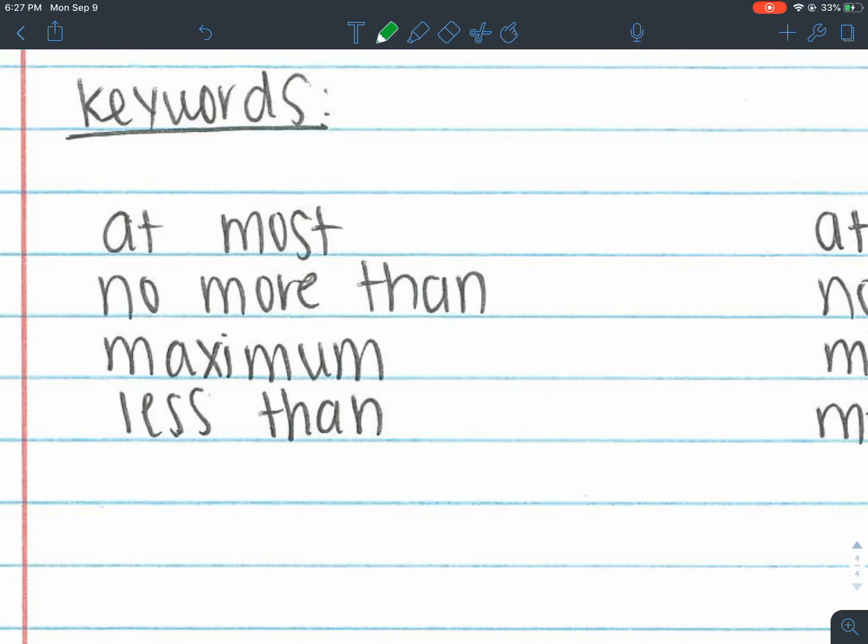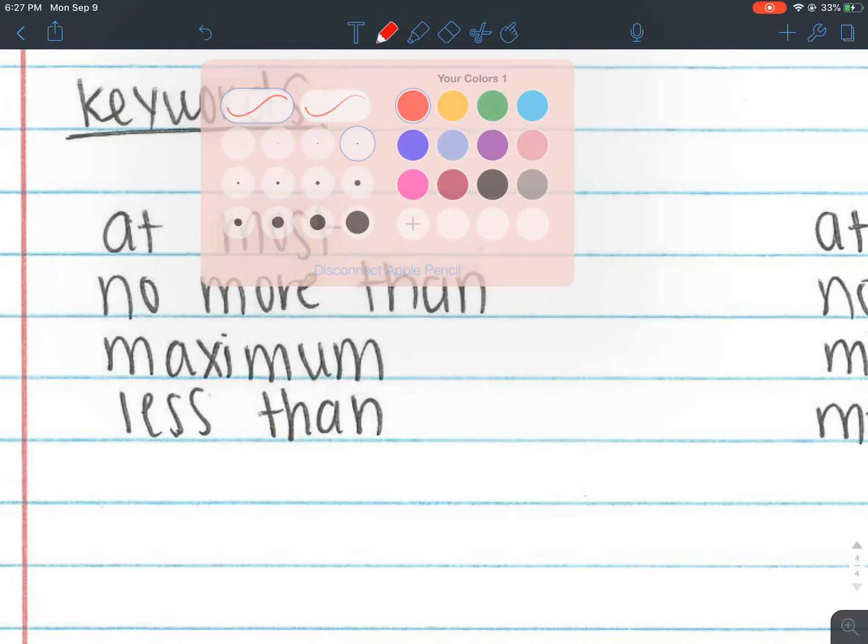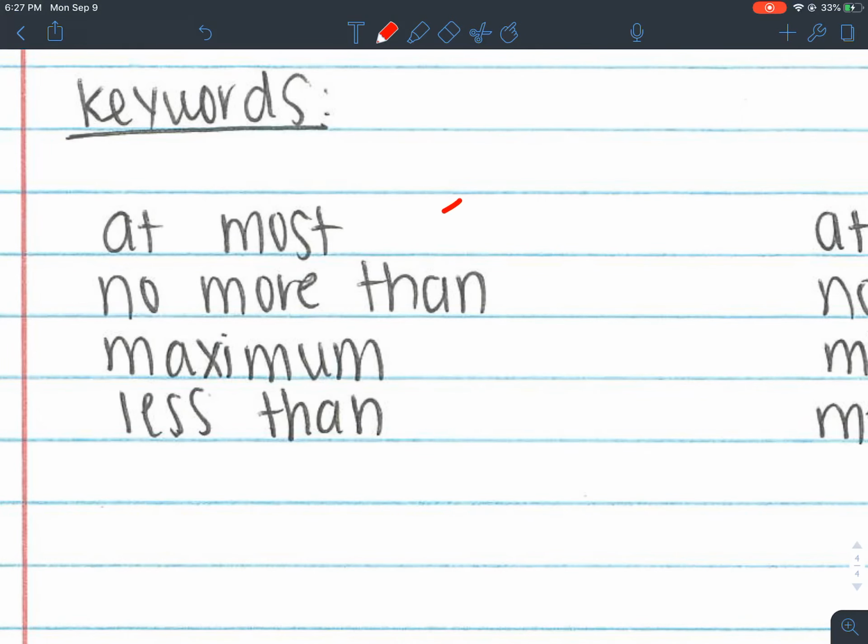When I say at most, if I say a plane can hold at most 5,000 pounds, it means it needs to hold 5,000 pounds or less. It can't hold more than 5,000 pounds. So this is going to be less than or equal to, because it could hold 5,000 pounds. No more than is the same thing, right? The plane can hold no more than 5,000 pounds, so that's also less than or equal to.